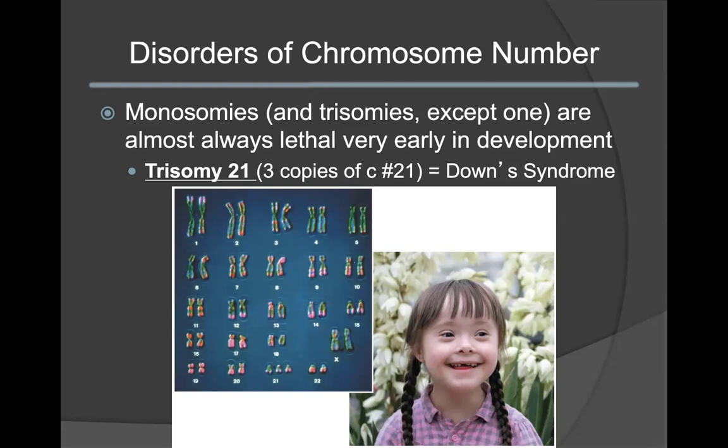Most monosomies and trisomies are considered to be lethal very early in development and typically lead to miscarriage. However, one of these conditions, specifically trisomy 21, is not considered to be lethal. However, most Down syndrome individuals are considered to be sterile and not able to reproduce. However, this is not always the case.